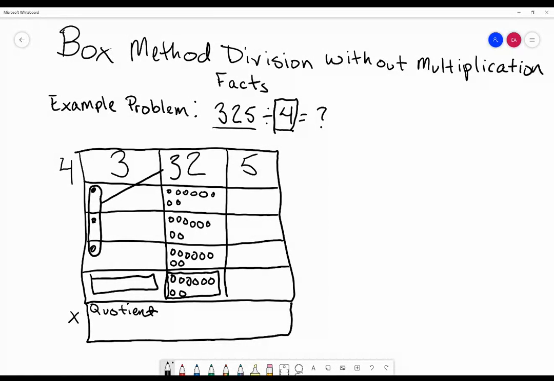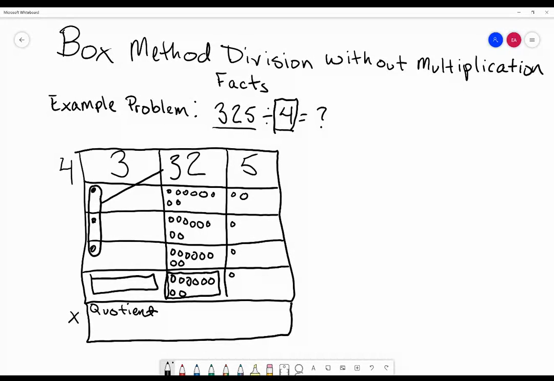we don't have any extras. So we don't have anything to bring up in front of the 5. And again, we are going to give each of these 4 boxes 1 dot at a time until we run out. So we have 5 dots to give away. 1, 2, 3, 4, 5.